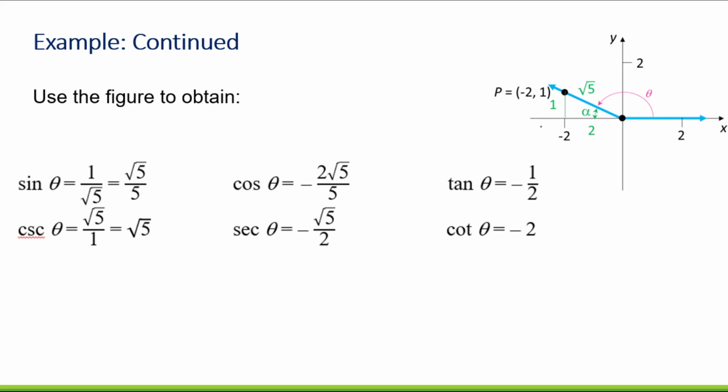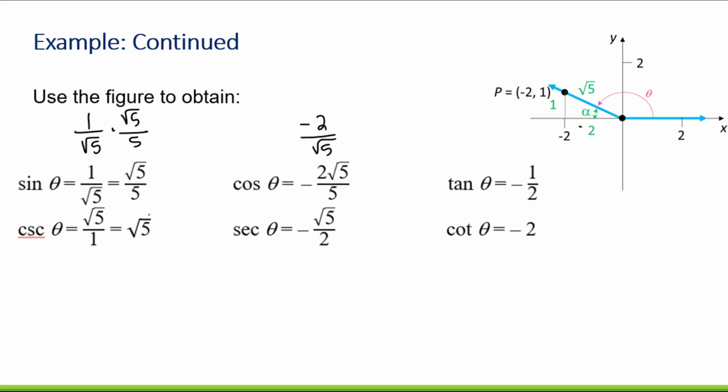And so now that we know that x is -2, y is 1, and r is square root 5, then we can obtain that sine theta is y over r, so that's 1 over square root 5. And so you rationalize this by multiplying by square root 5 over square root 5, and that gives us square root 5 over 5. Okay, we knew that cosine theta is -2 root 5 over 5, which was also -2 over root 5 to begin with. That's your adjacent over hypotenuse.